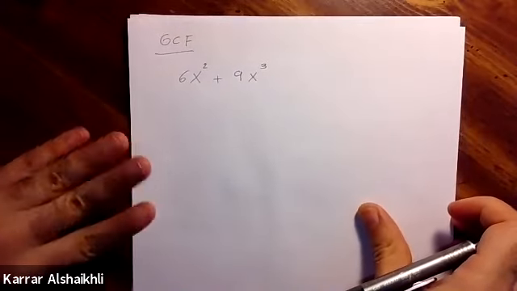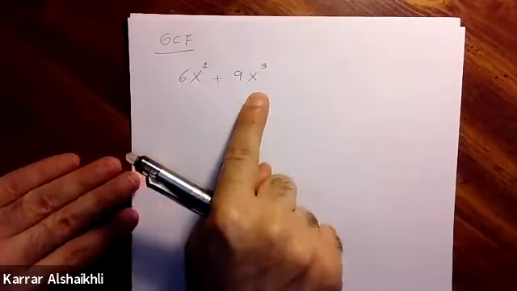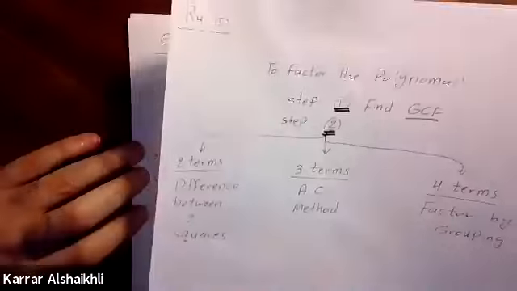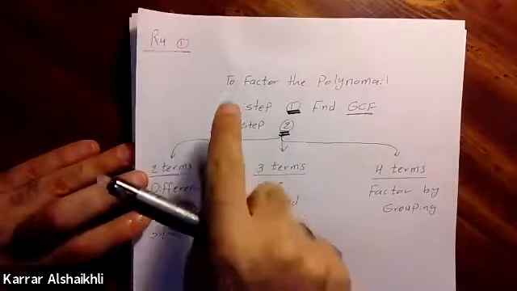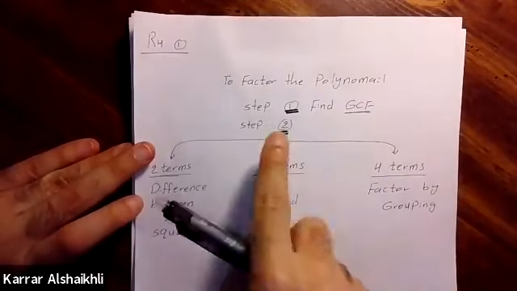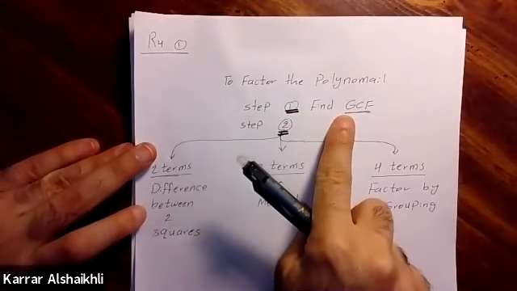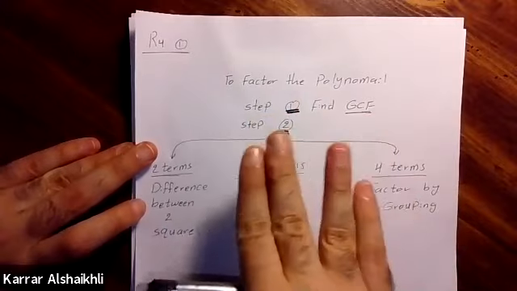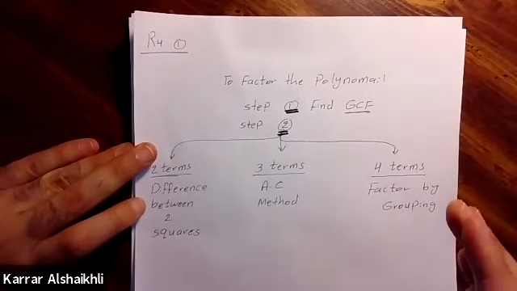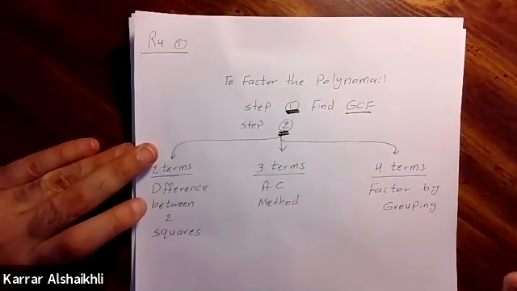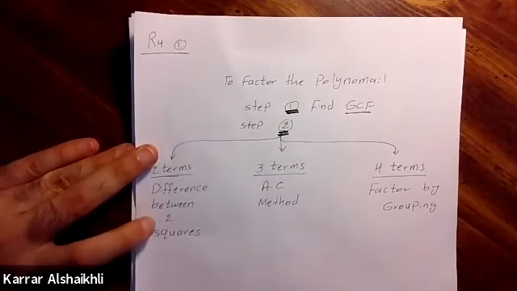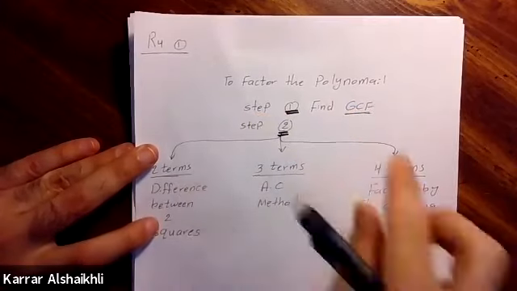How many terms do I have? I have 2 terms. Always, you see this chart? Always, when I need to factor the polynomial, I'm gonna do step 1, finding the GCF. I'm not gonna care about how many terms I have. If I have 1 term, 2 terms, 3 terms, 4 terms, I'm not gonna care. I'm gonna do step 1, find the GCF.